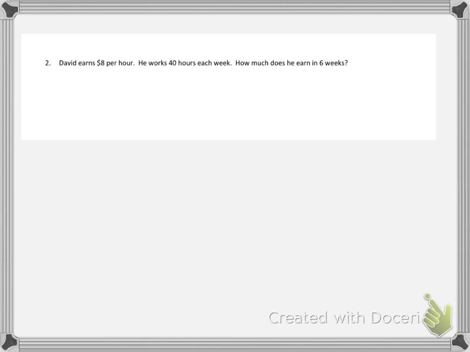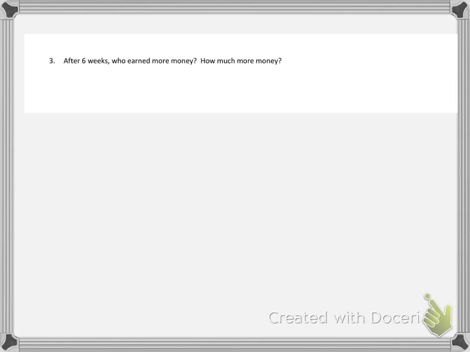David earns $8 per hour. He works 40 hours each week. How much does he earn in 6 weeks? Use the RDW process to help. And the third step to that word problem. After 6 weeks, who earned more money? How much more money? There's that key. Much more.